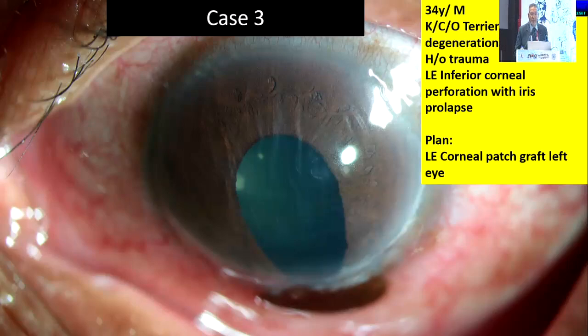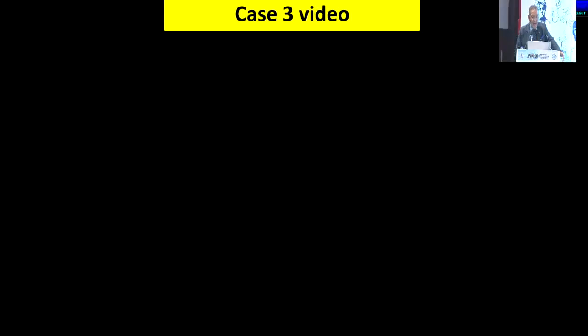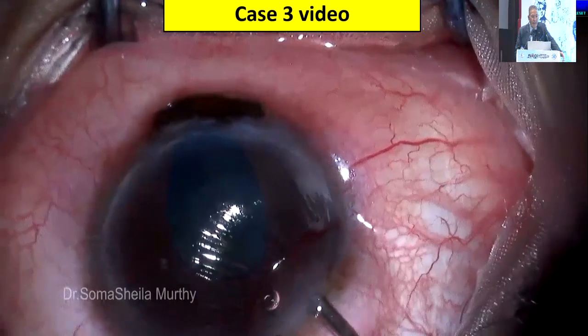This is a patient with Terrien's marginal degeneration, differs from Mooren's because it is not painful, but a slight trauma can cause a perforation. This is what happened with an inferior corneal perforation with iris prolapse. So corneal patch graft was planned again.